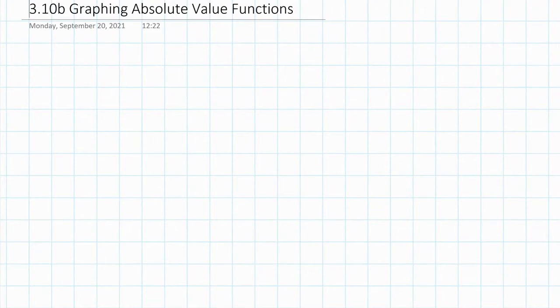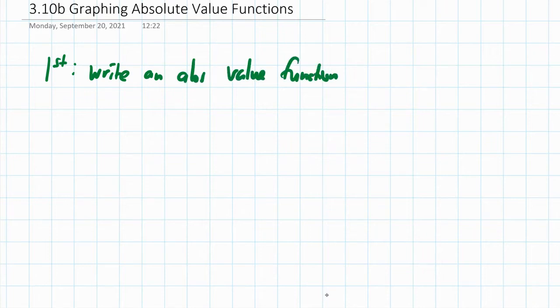This lesson has to do with graphing absolute value functions, something that we have been insinuating we were going to do, and now we are actually going to dive into it. We have two goals for this lesson. The first goal is to write an absolute value function as a piecewise.